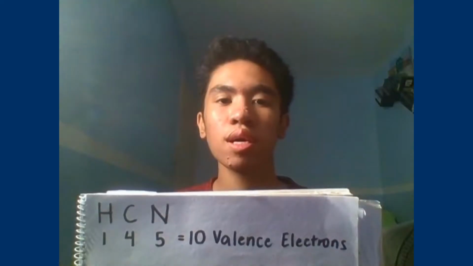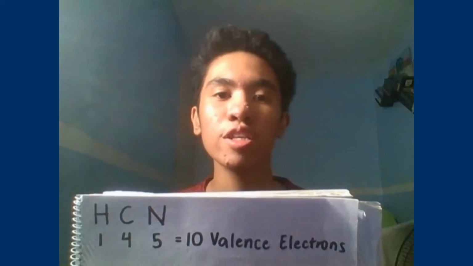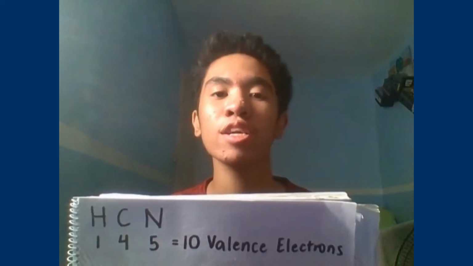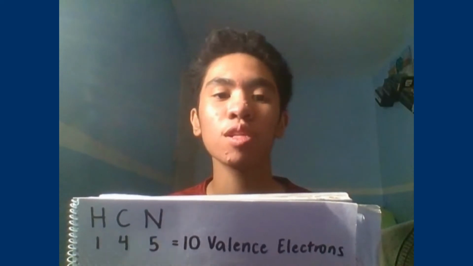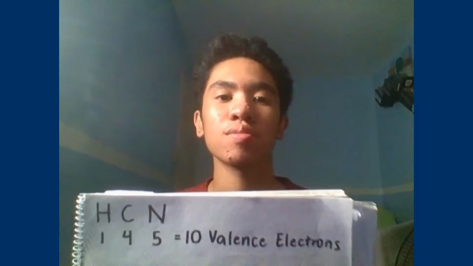Now back to our objective, I'm going to show you how to draw the Lewis dot structure of HCN. As I said a while ago, hydrogen has 1 valence electron, while carbon has 4, and nitrogen has 5, for a total of 10 valence electrons. Since hydrogen is a diatomic molecule, it only needs 2 electrons. So from 10 valence electrons, we're going to reduce 2 from it.